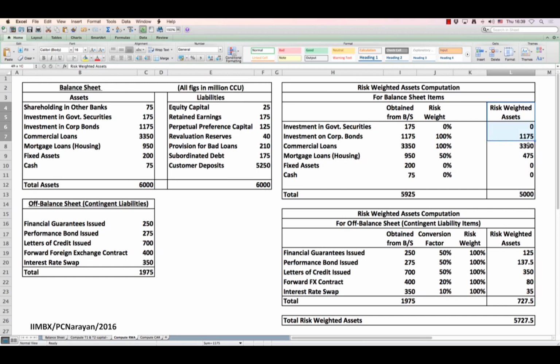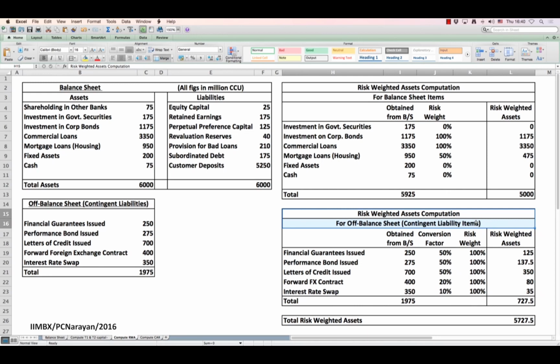What we have in this column is a multiplication of the actual number obtained from the balance sheet into the risk weight. So the total asset of 5925 with these risk weights now works out to risk weighted assets of 5 billion currency units. We repeat the same computation for the off balance sheet items, which is in the lower half of the spreadsheet that you are now looking at. So this is the risk weighted computation for off balance sheet items.